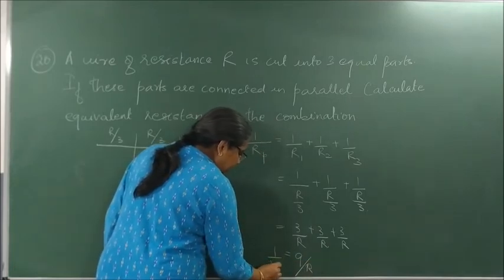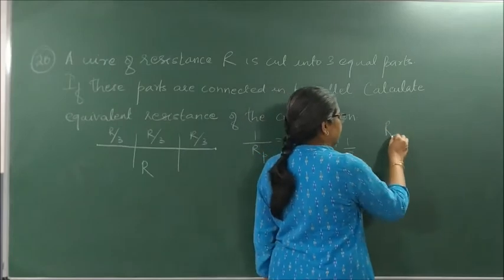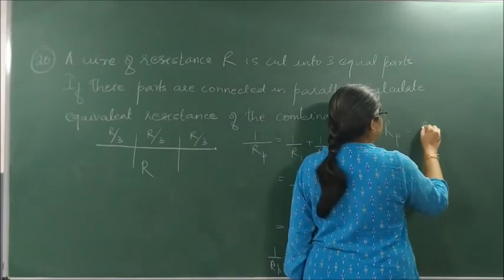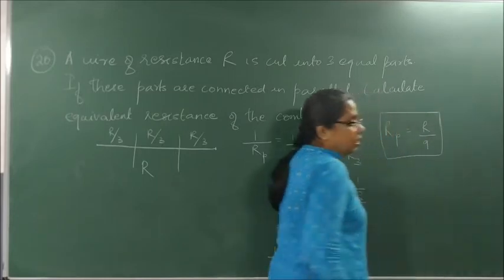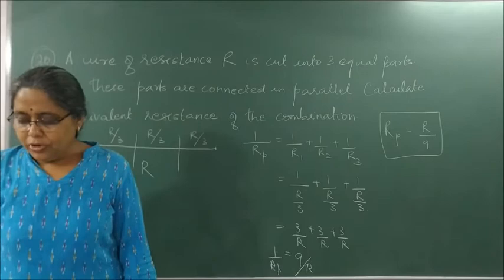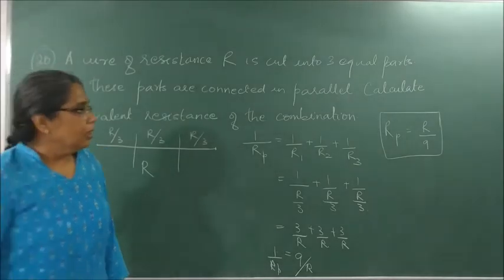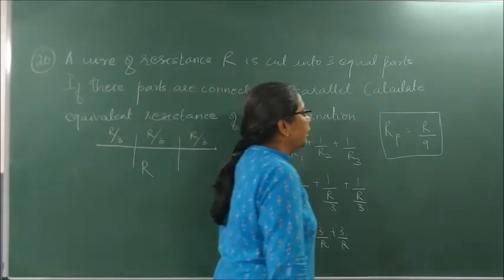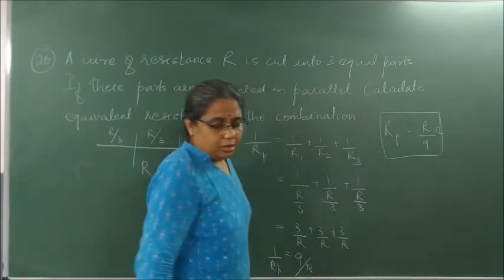9 by R is equal to 1 by Rp. So Rp is equal to what? R by 9. This is how our answer will be. Rp is equal to R by 9. What should be the unit there? Rp is equal to R by 9 ohms.